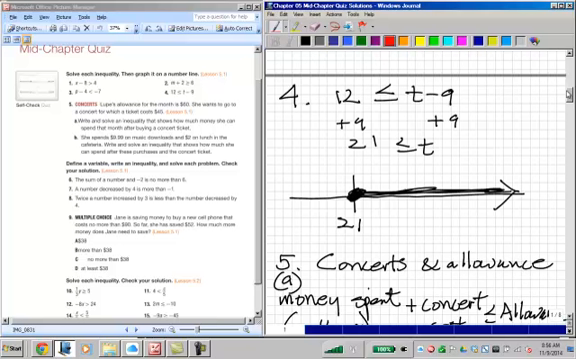4, 12 is less than or equal to t minus 9. Add 9 to both sides. T is greater than or equal to 21. Put 21 on the graph. Solid dot, arrow to the right.